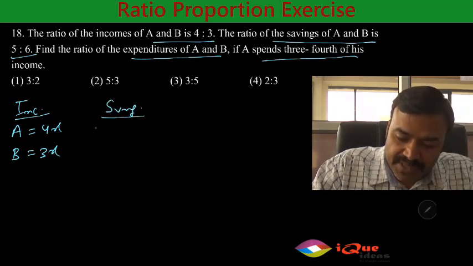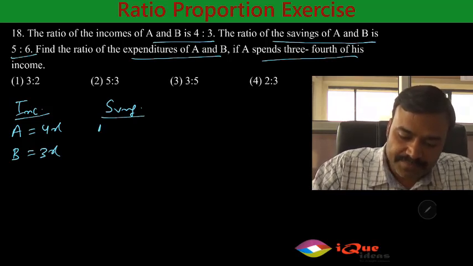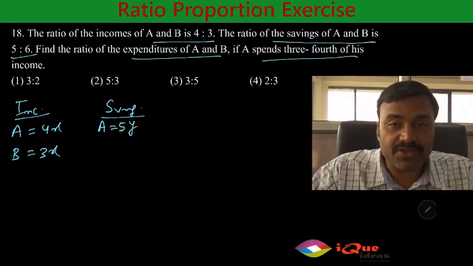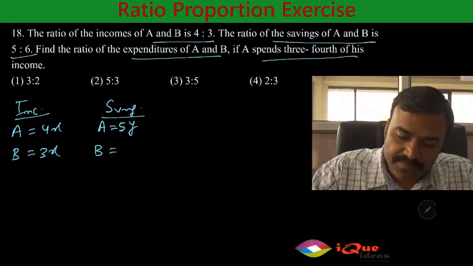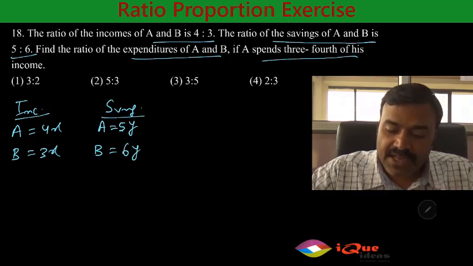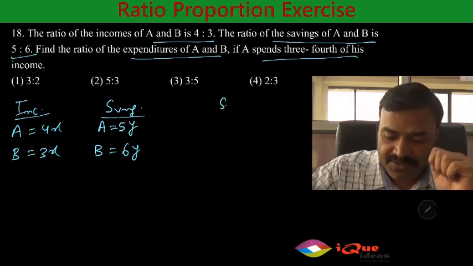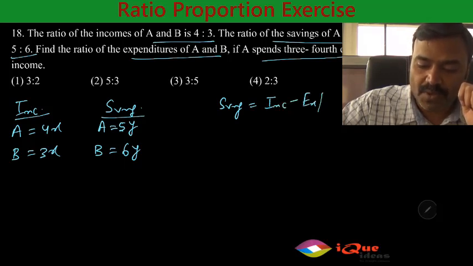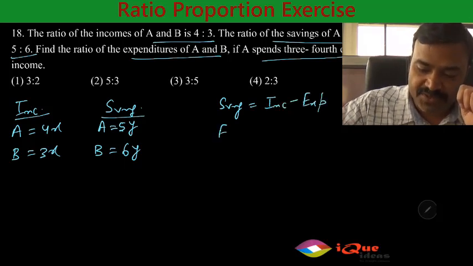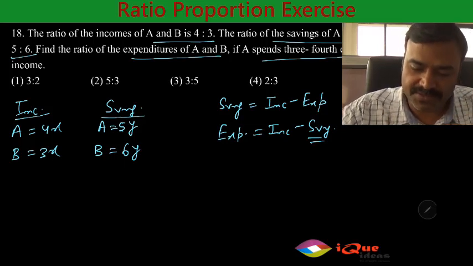So, we can take A's saving as 5y, because see, the ratios are different, so you have to take different variables, and B's saving can be taken as 6y. Now, here, we need to know one thing very clearly, that saving should be equal to income minus expenditure, right? Or expenditure should be equal to income minus savings. Whatever way you like. This is the basic process.